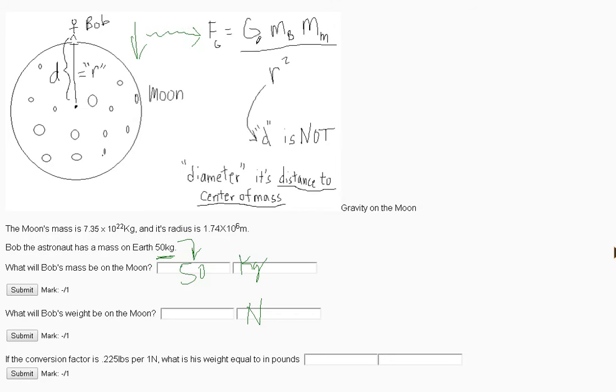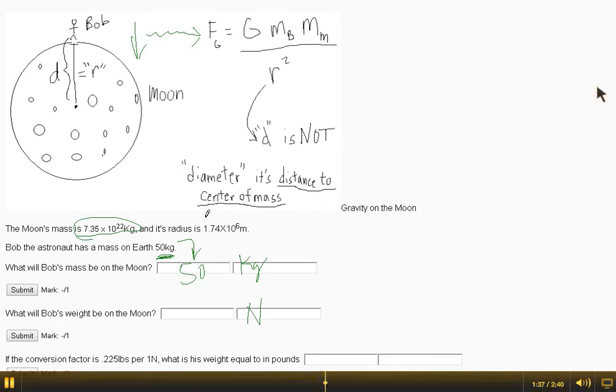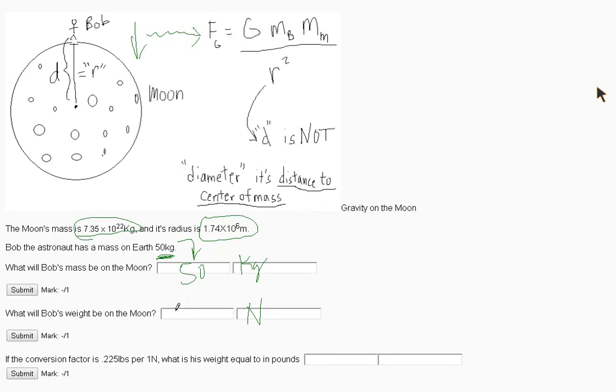G is 6.67 times 10 to the negative 11th. M_B is the mass of Bob. Mass of Bob is right there. M_M is the mass of the moon, which is right there. And r is the distance to the center of the moon, or the radius of the moon in this case. So you're going to find that F_G.